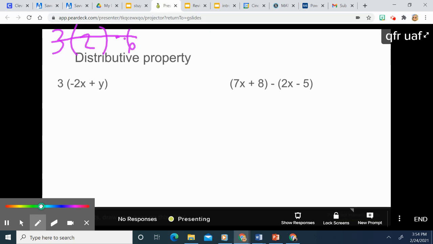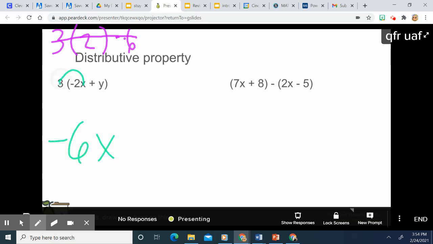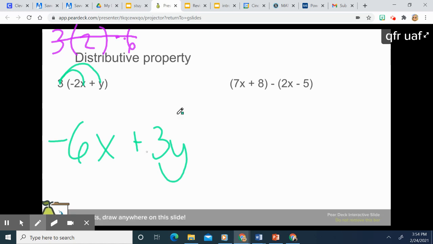So I'm going to go ahead and do 3 times negative 2x is negative 6x. 3 times y is positive 3y. And that's as far as I can go because this is an x, this is a y. They are not like terms. I cannot go any further. All right, go ahead and answer this second one.